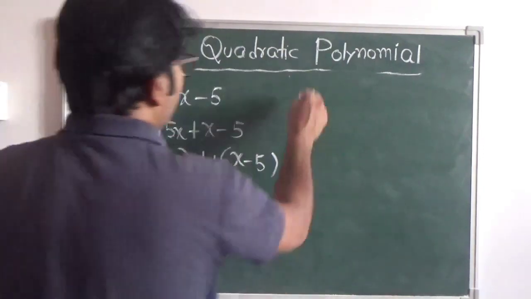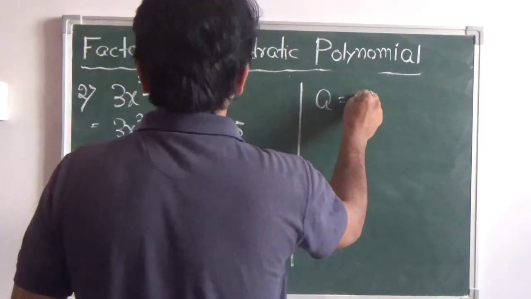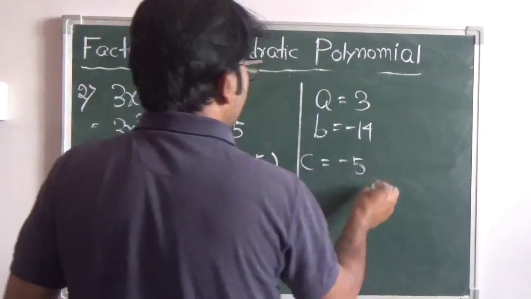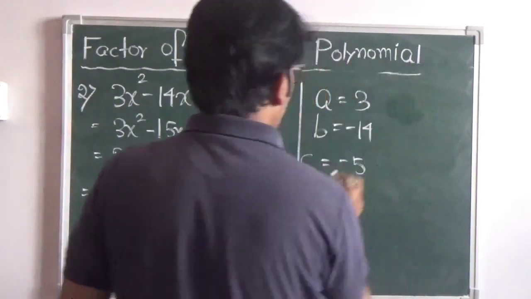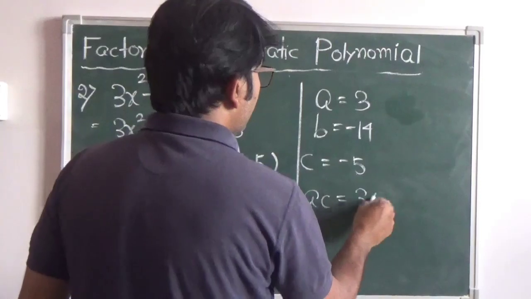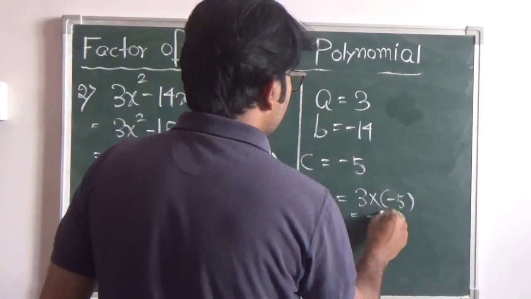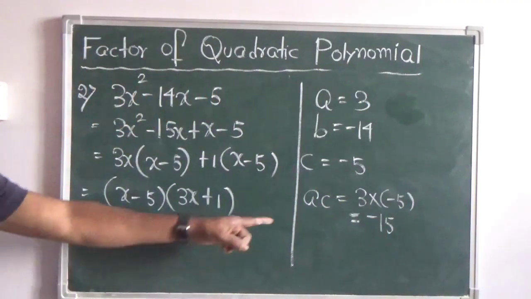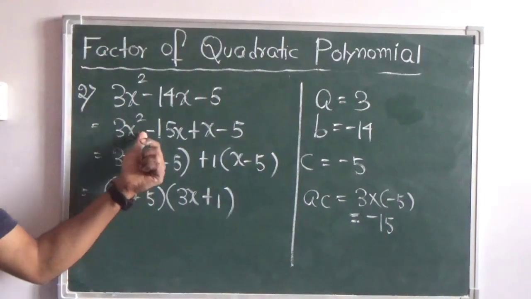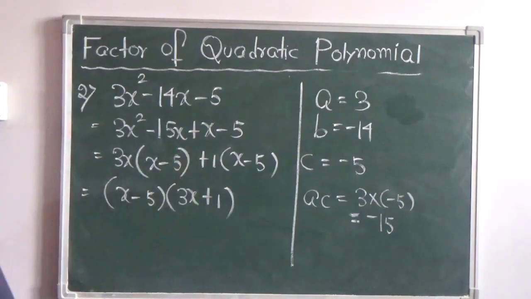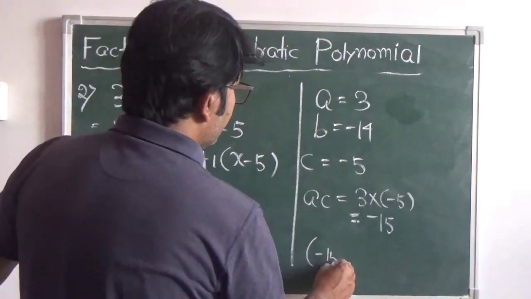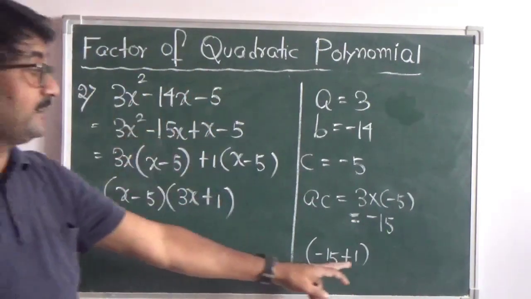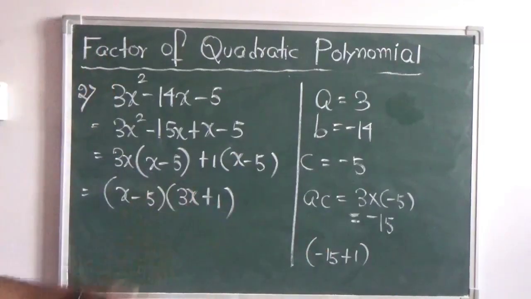Okay. Again here we have a equals 3, b equals minus 14, c equals minus 5. So a into c, you have what, ac equals 3 into minus 5, that is minus 15. So ac is minus 15. So b you have split as minus 15 and plus 1. So minus 15 plus 1 is minus 14 and minus 15 into 1 is minus 15. Right. So this way you have to take.